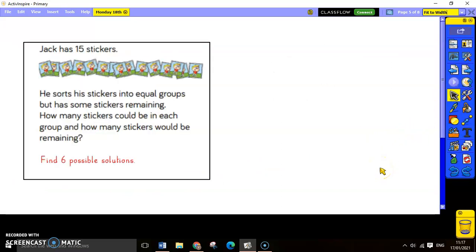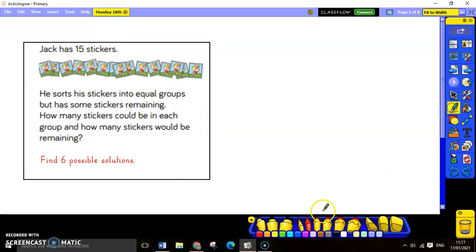Problem number 3 is a bit of a word problem. And again, I always ask myself, what do I know? How can I start? So it's all about interrogating the question, reading it really carefully and maybe highlighting or underlining key facts that we know. I can see that Jack has got 15 stickers. Well, that's quite important. So I'm going to get my highlighter and I'm going to do a bit of highlighting as I go. So he's got 15 stickers.